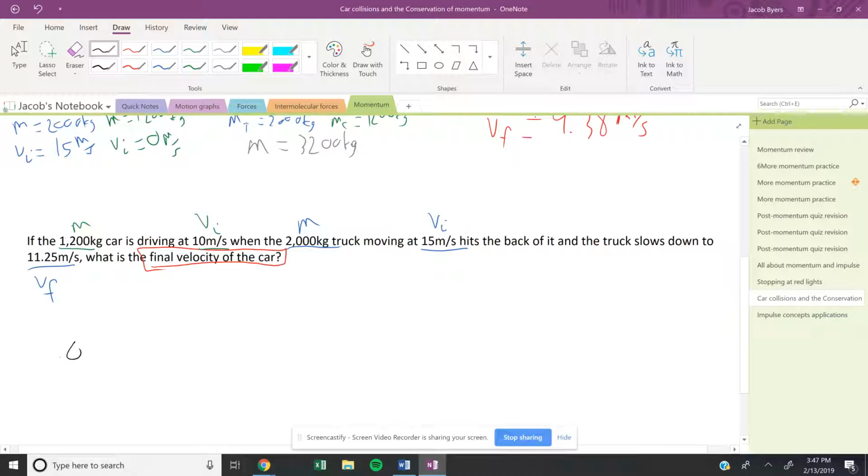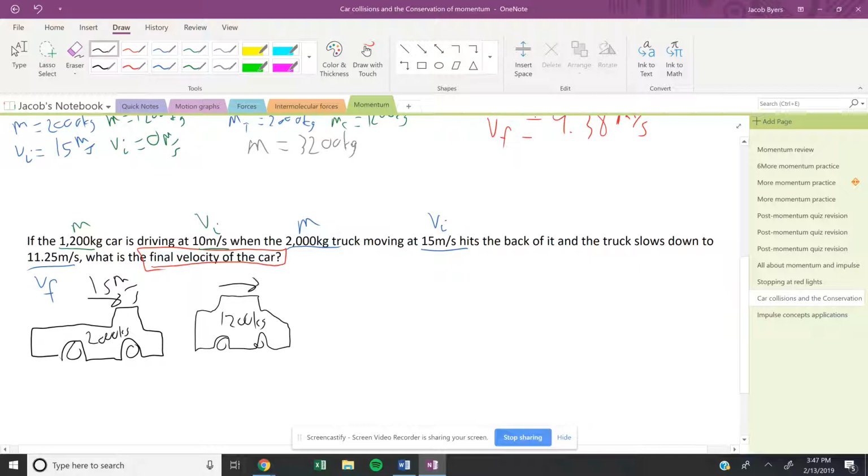So my truck is going to be in back here, still 2,000 kilograms, moving at 15 meters per second again. And then we've got the car in front of it, 1,200 kilograms, moving at 10 meters per second. They get hit. The truck's going to slow down, as it says, to 2,000 kilograms still, at 11.25 meters per second.